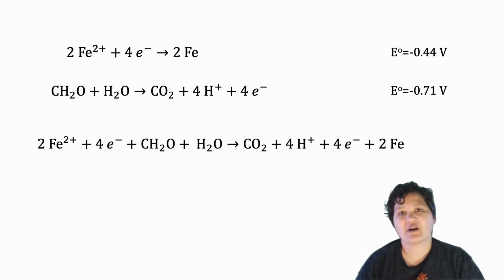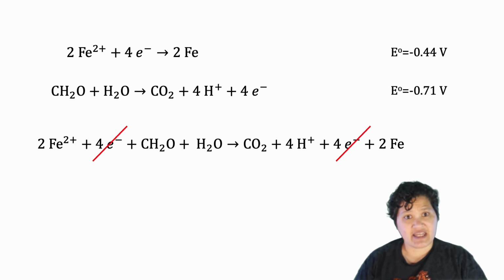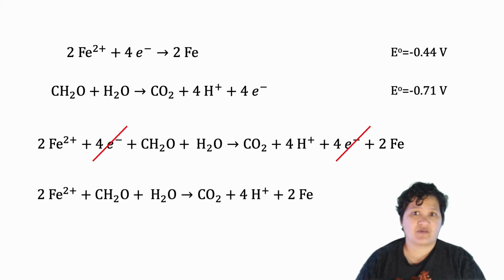together, and then we can cross out anything that appears on both sides. In this case, that's only the electrons. So here is our final reaction, and now let's calculate the cell potential for this balanced reaction.